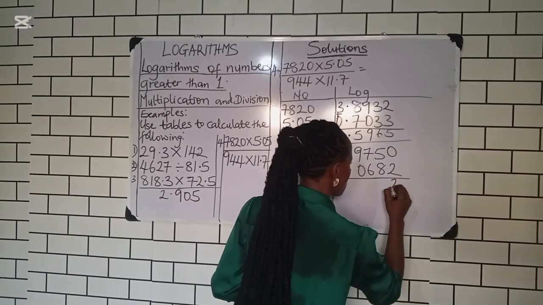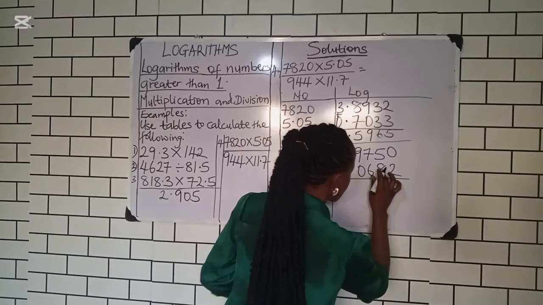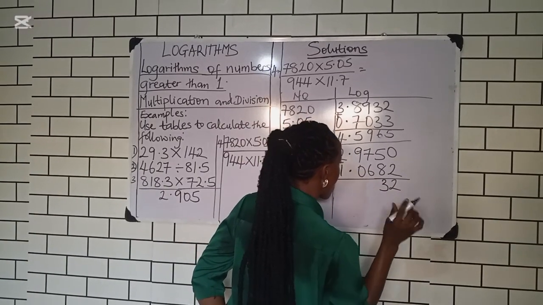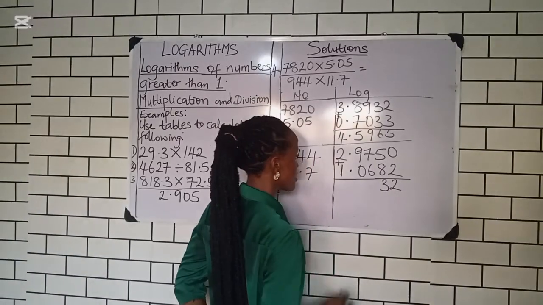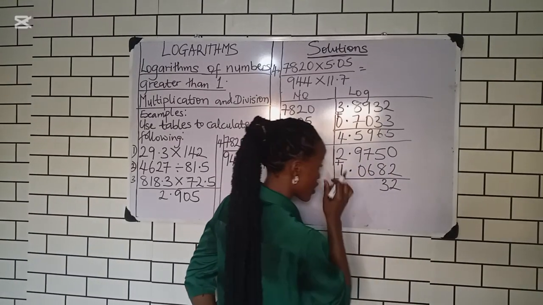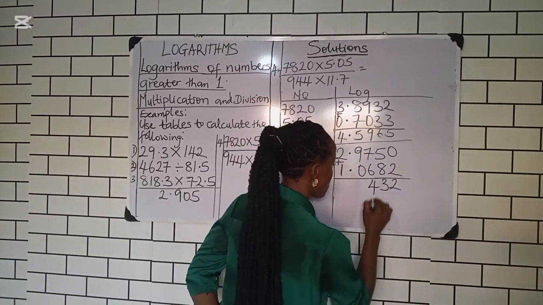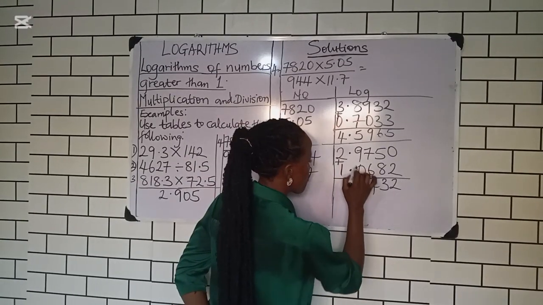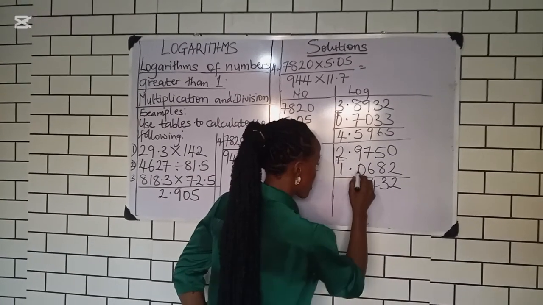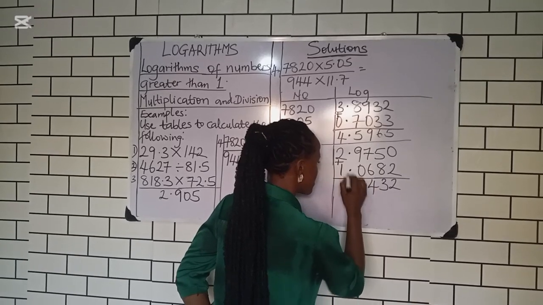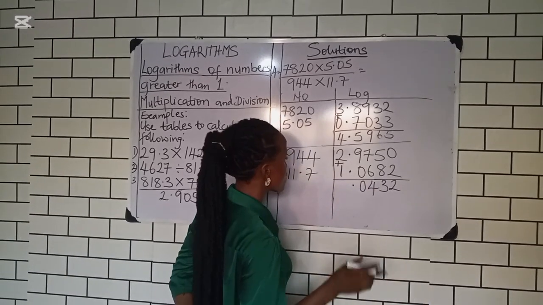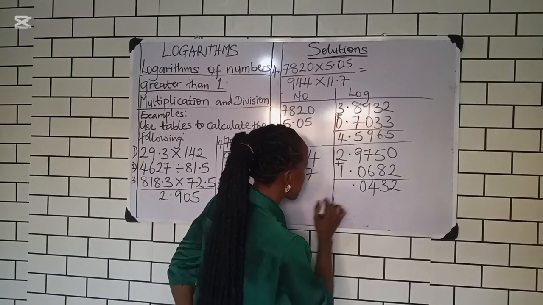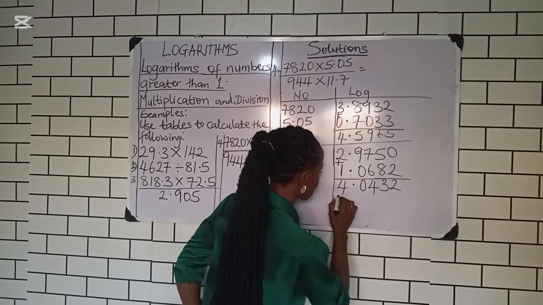This plus this will give us 2. This plus this will give us 13. You write 3, carry 1. Add the 1 to this 7, you have 8. 8 plus 6 will give us 14. You write 4, carry 1. Add the 1 to this 9, you have 10. 10 plus 0 will still give us 10. You write 0, carry 1. Bring down your decimal point. Now that one you carried, add it to this 2, you have 3. 3 plus 1 here will give us 4.